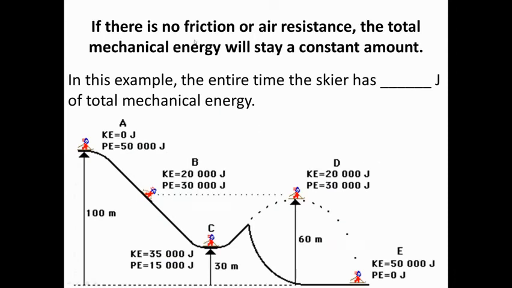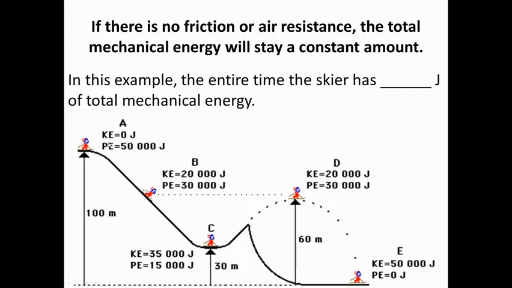Another example here. If there's no friction or air resistance, then the mechanical energy again is going to stay the same. So we have a skier. As a skier goes down, he's going to gain kinetic energy with increased speed, but lose potential energy with decreased height.